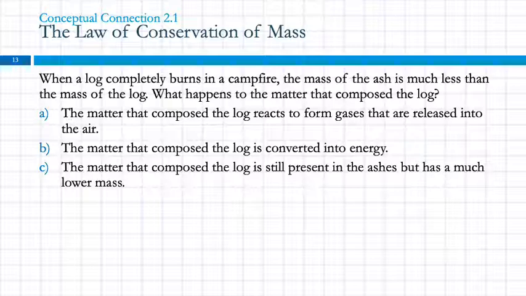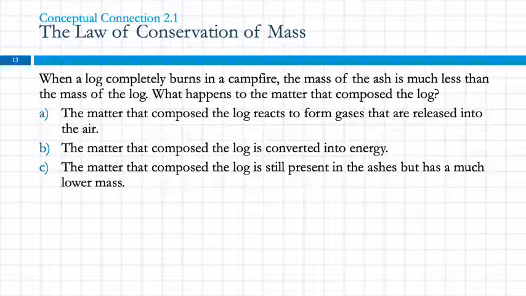So here's a question, conceptual question. When a log completely burns in a campfire, the mass of the ash is much less than the mass of the log. What happens to the matter that composed the log? Three choices here. A, the matter that composed the log reacts to form gases that are released into the air. B, the matter that composed the log is converted into energy. Or C, the matter that composed the log is still present in the ashes but has a much lower mass. A.